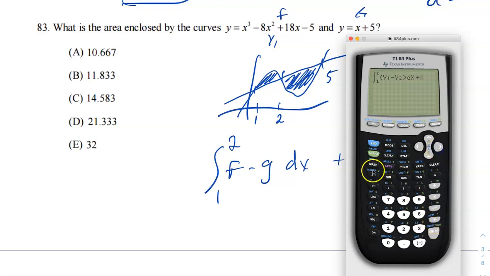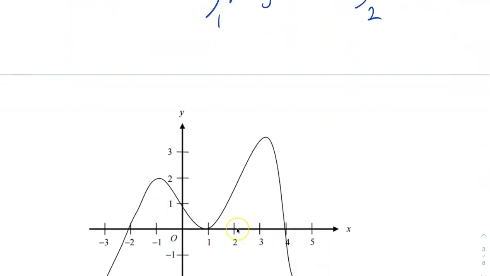Plus math 9. We're going 2 to 5. And we're just going to switch it around. So alpha calculator y2 minus alpha calculator y1. Close it, and then x. Hit enter. Let it think. 11.8. So B. Okay, let's move on.